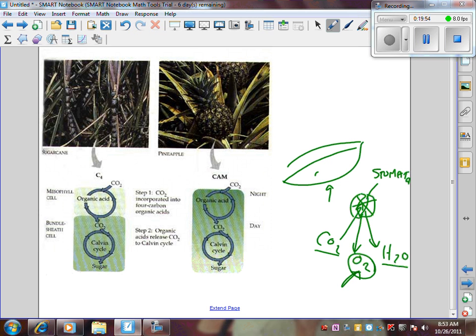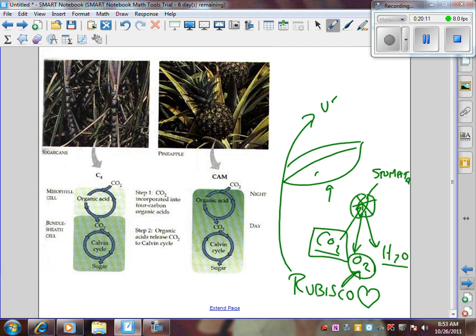O2. The issue is Rubisco loves O2, right? It actually loves O2 more than it loves CO2. So what does it start doing? Instead of fixing CO2 like it's supposed to, it fixes O2. And we end up using energy instead of making high energy molecules, and that's called photorespiration. If the plant photorespires, we're not making sugar. We're actually using the energy and wasting it.